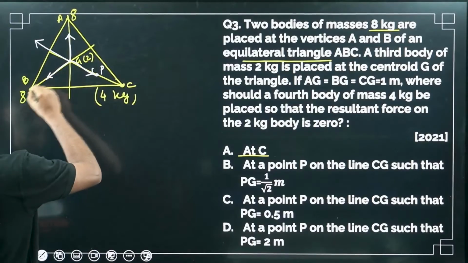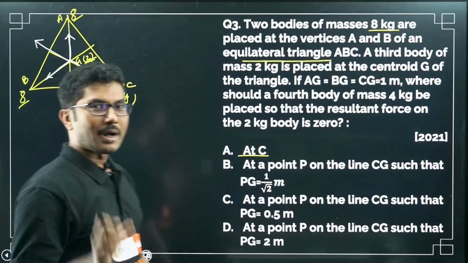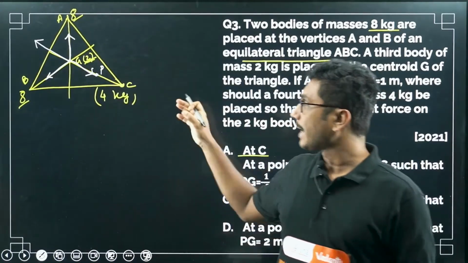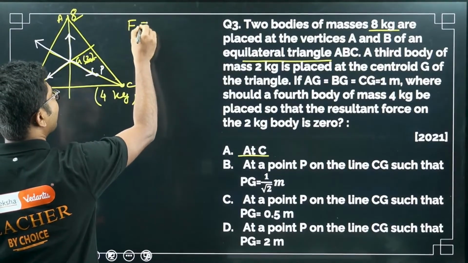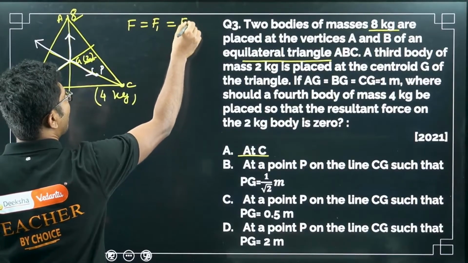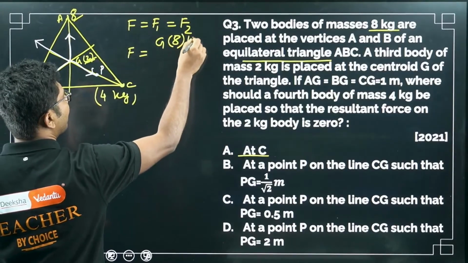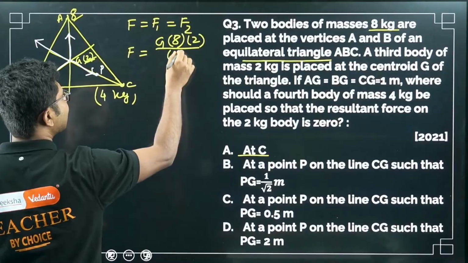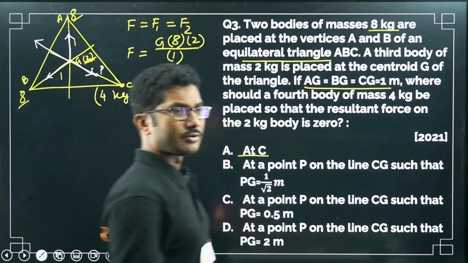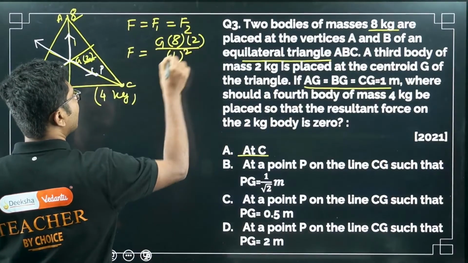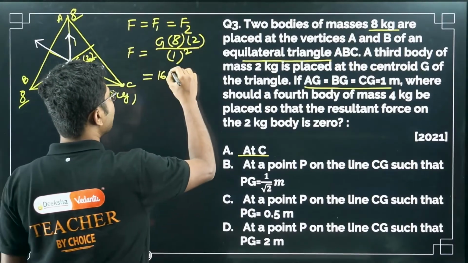So what is the force? If you see, this is 2, this is 8. This is 8, this is 2. So the pair of masses are the same, 2 and 8, so the magnitude of the forces will be the same. Let's say F equals F1 equals F2. What is the value of F? G M1 M2 by R square. Here both the distances are given as 1 meter, so 1 meter square. So it will be 16 G, right?